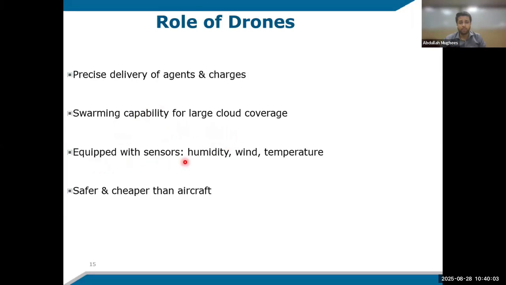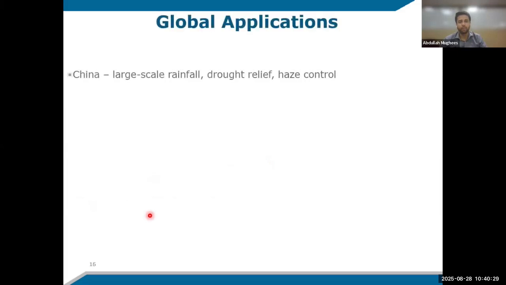It is equipped with sensors like humidity, wind, and temperature. So we understand much better the state of that cloud, so that we can decide: do we need more spray, more electric shocks, or is it good enough? What's the probability of rainfall now? We do need that feedback, and the drones have those sensors. So yes, they are a good choice, and safer and cheaper than aircraft.